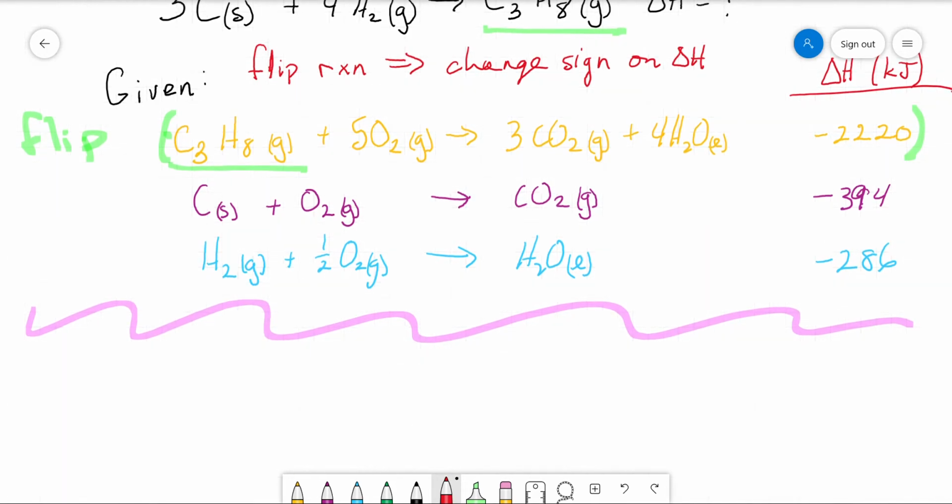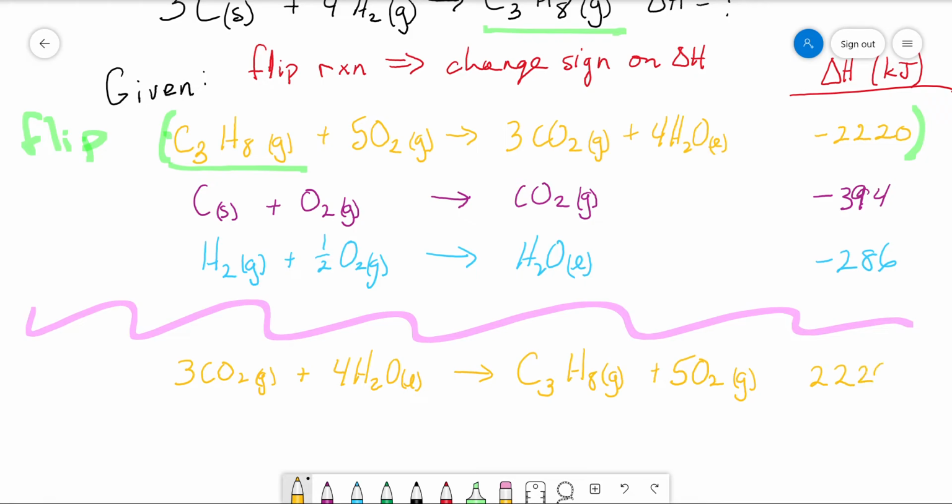So let's do that. I'm going to write the products as reactants, reactants as products. 3CO2 gas plus 4H2O liquid gives us C3H8 gas plus 5O2 gas. And when I say I flip the sign, 2220. Still kilojoules. So that's good.